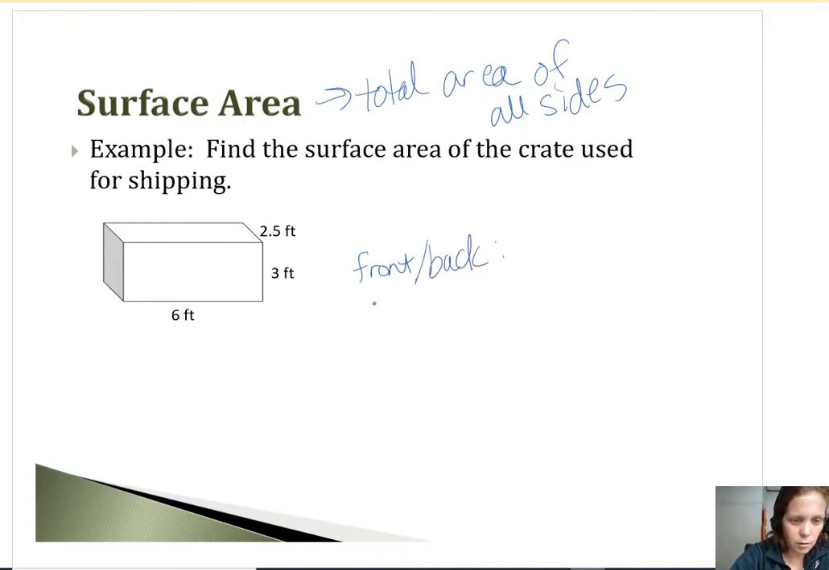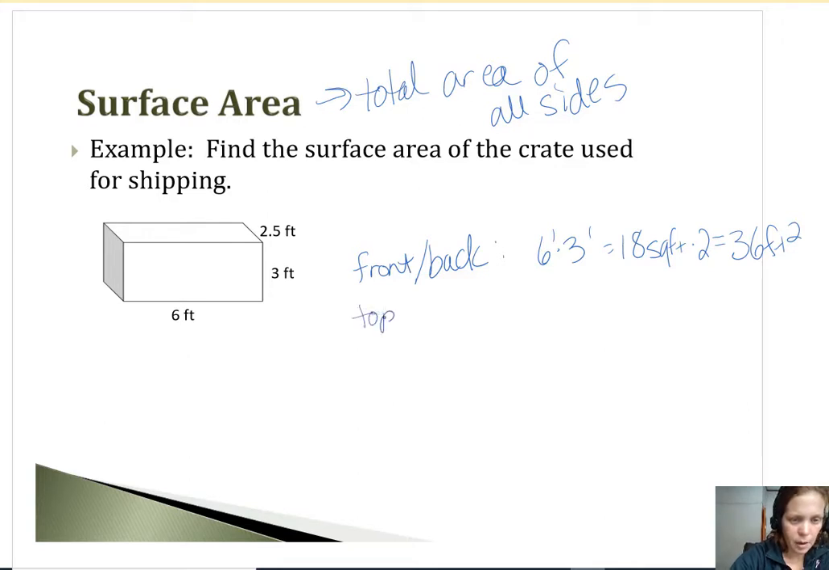So for the front we'd have 6 feet times 3 feet, so that's 18 square feet. So that would just be for the front. So then we would double that. So that would be 36 for the front and the back.